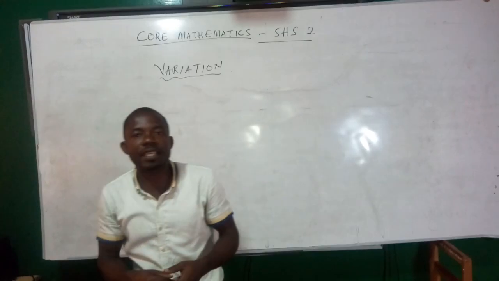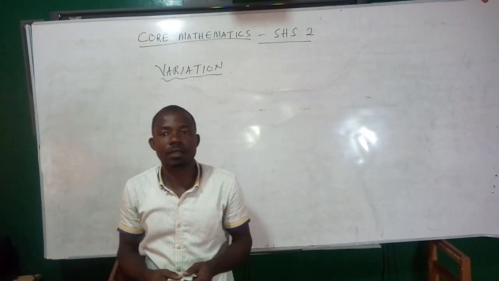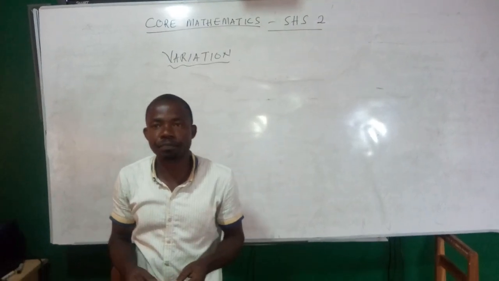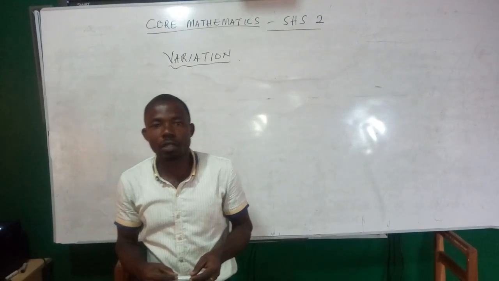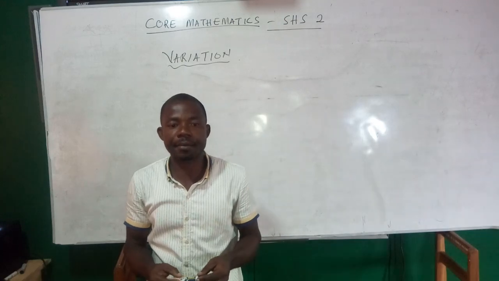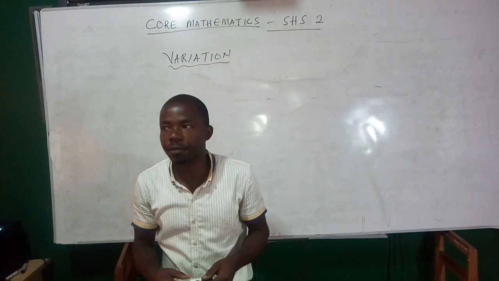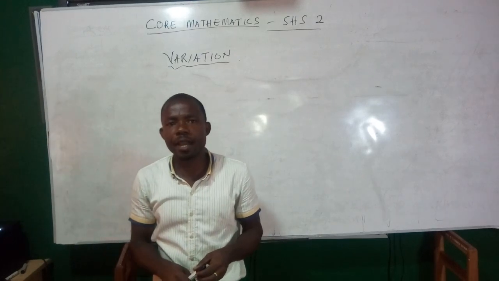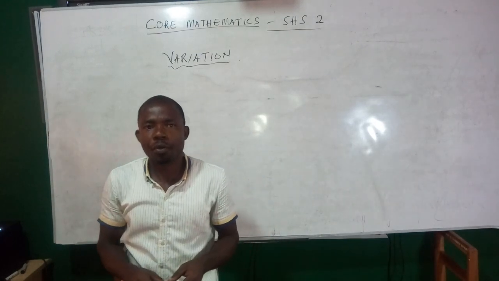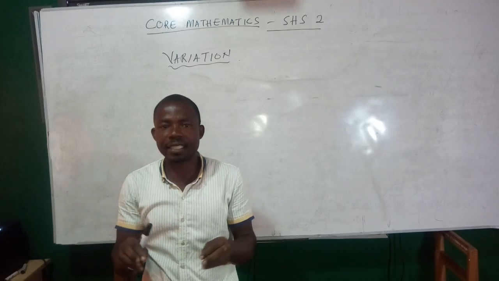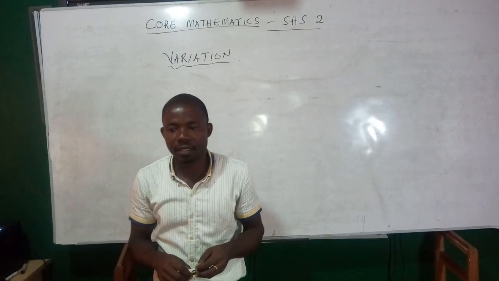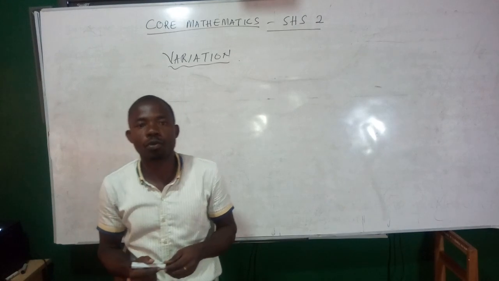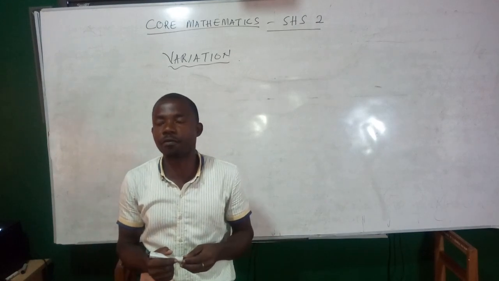By the end of this lesson, you will be able to define variation. You will state the types of variation. Then you will be able to explain direct variation. And finally, you will be able to find the constant of variation.